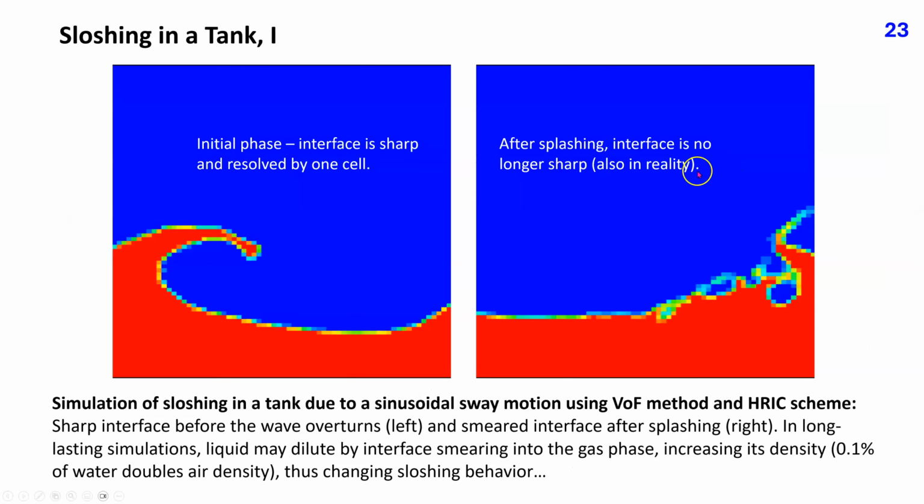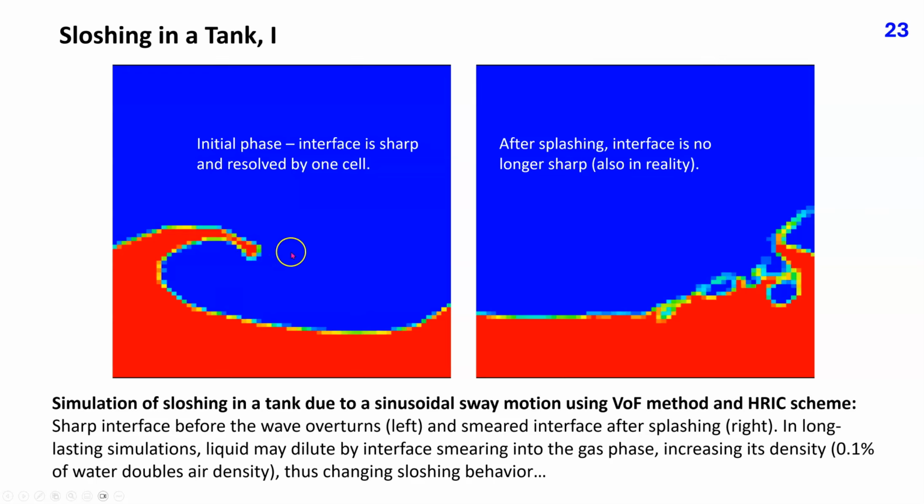Interface tracking methods are not suitable for simulations of sloshing in tanks because of wave overturning and splashing at side walls. The VOF method works better, but it also encounters problems with interface smearing and dilution of liquid in the gas phase. These plots show the distribution of volume fraction of water from a simulation of sloshing in a tank due to a sinusoidal sway motion, using the VOF method in SimCenter StarCCM+ software and the high-resolution interface capturing scheme.